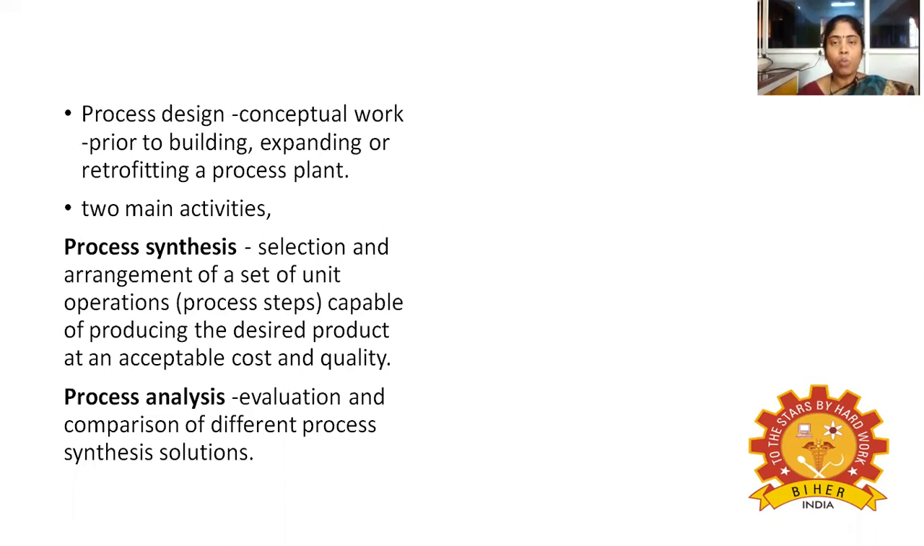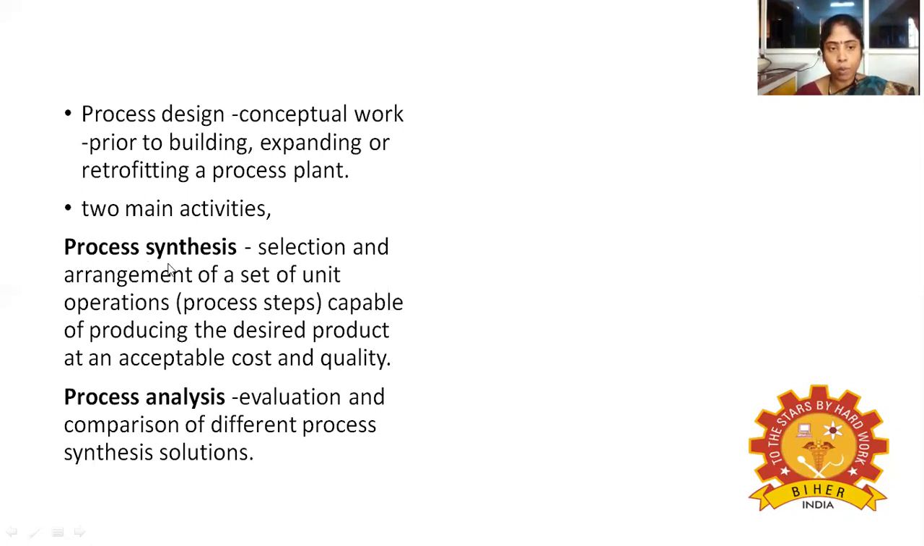So the next one, when you talk about the process design, is how the process is being designed. The designing of a process should be developed in such a way as to produce the product in a larger quantity. How is it done? It can be done by the conceptual work which comes prior to building or expanding the process for producing any product.